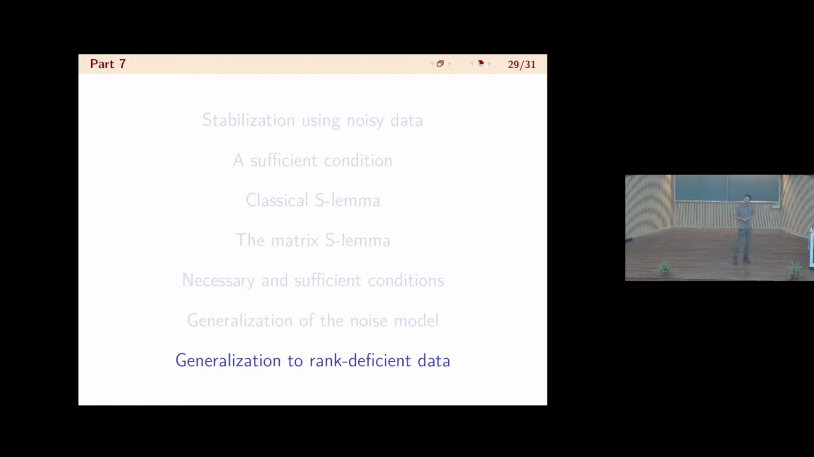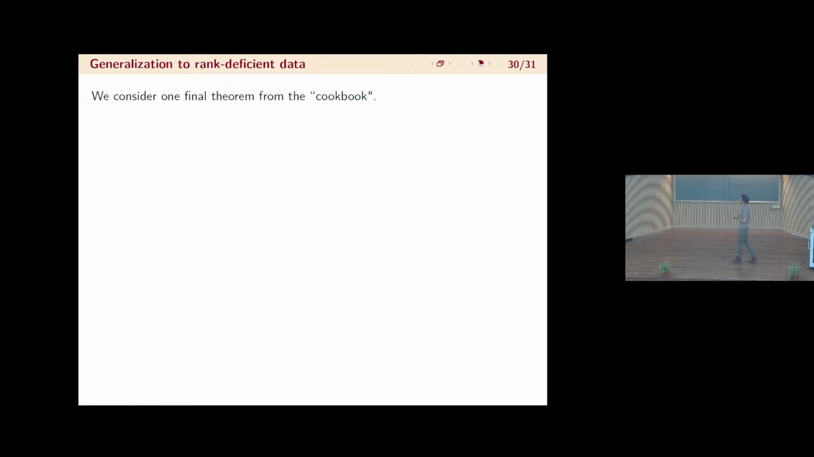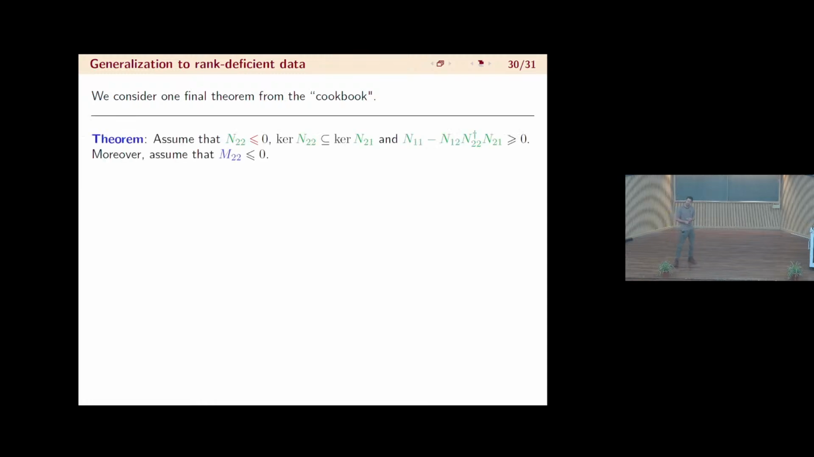Now finally, let's also consider this generalization to rank deficient data. For that, I'm going to consider one final theorem from the cookbook. And the theorem says the following. So I will consider again a matrix version of the S-lemma, but the conditions that we have here on N are weaker than we had before. Look at this. So this is the theorem.